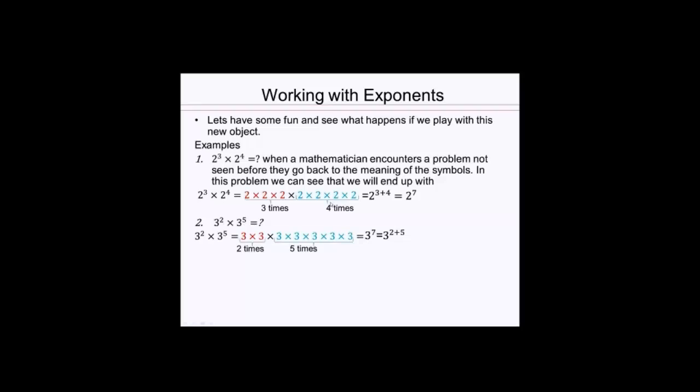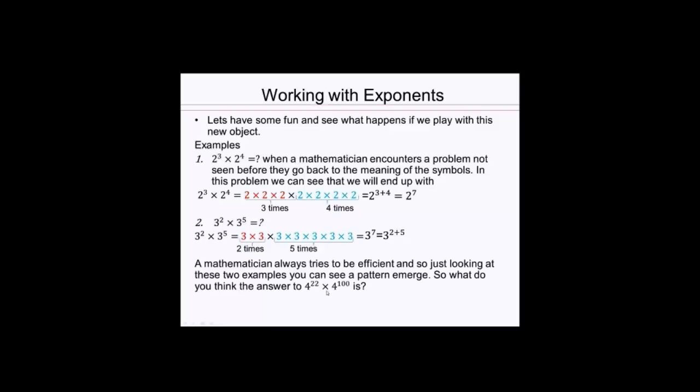Mathematicians are very efficient. And so when you see a pattern here and a pattern here, and logically, you can see how every time you encounter a situation, we have the same base, different exponents, and you're multiplying together, looks like we could add the exponents, right? Of course, you would have to verify it for sure, but that looks like the pattern. So if you want to be efficient, and I want to do the problem 4 to the power 22 and 4 to the power 100, there is no way I want to write 22 fours and then 100 fours and then count how many fours I got.